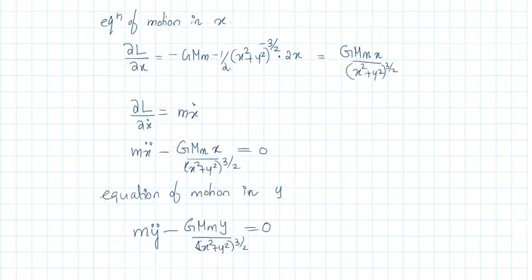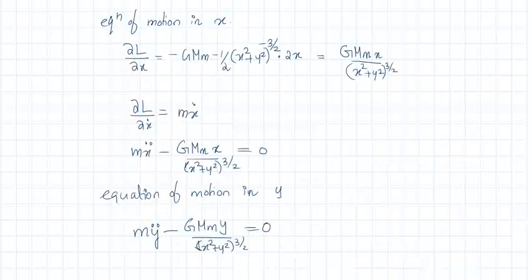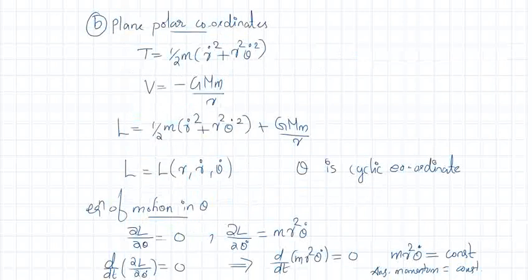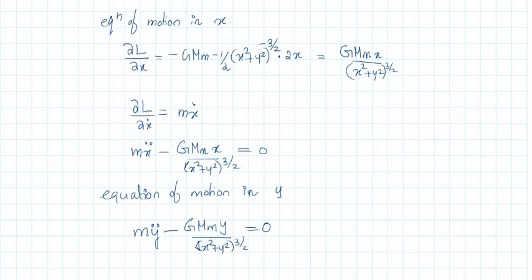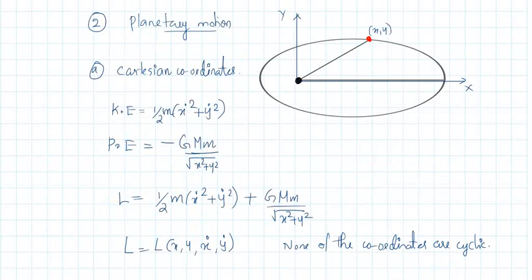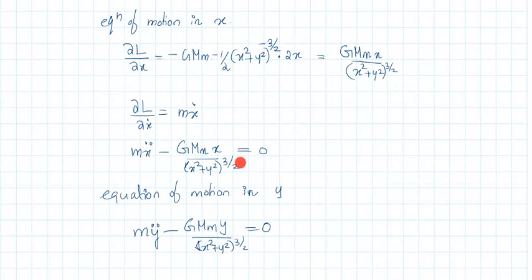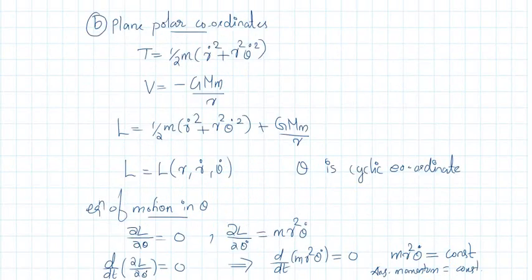In this case also, for planetary motion, the suitable set of generalized coordinates is plane polar coordinates. Because if we choose plane polar coordinates, then one of the coordinates is cyclic. If we choose Cartesian coordinates x and y, then both are present in the Lagrangian, and both equations of motion are very difficult to solve. But if we choose plane polar coordinates, then theta is a cyclic coordinate, and the equation of motion in theta will be very simple.